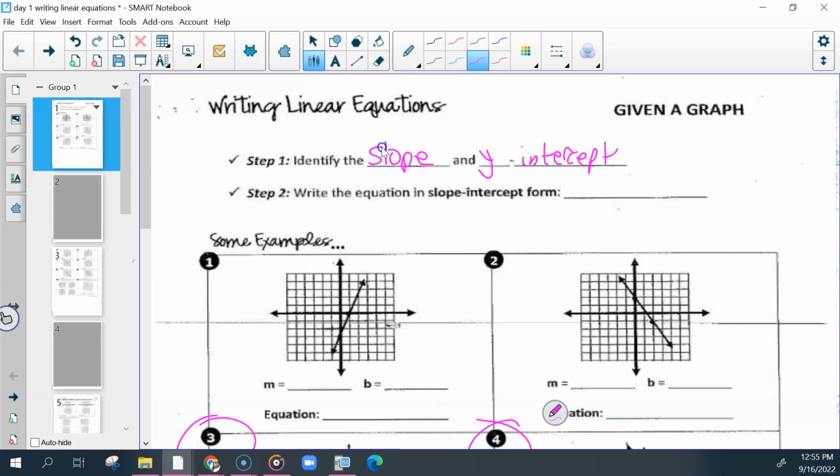So the very first things we're going to do are identify the slope and the y-intercept. After we do that, we're going to write the equation from those things in slope-intercept form, which is what? Y equals mx.